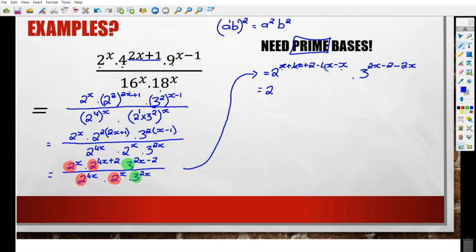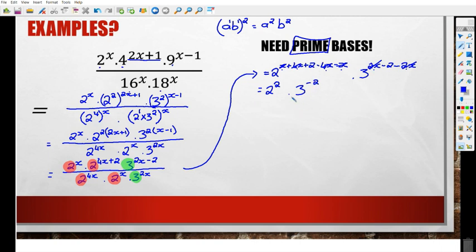Fantastic, all my x terms cancel out. And then I'm left with a positive 2 there, multiplied by 3. Let's add these. I've got 2x minus 2x. It's 0. Fantastic. Those cancel out. And I'm left with a negative 2.